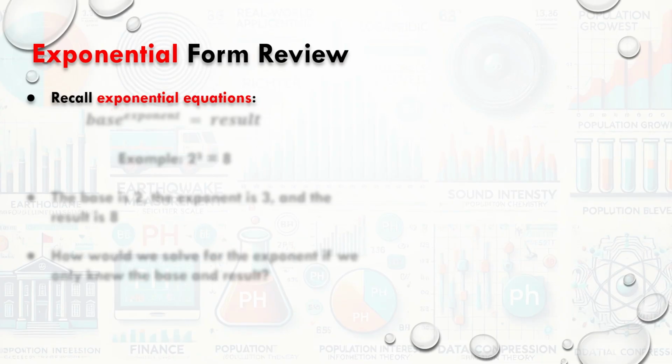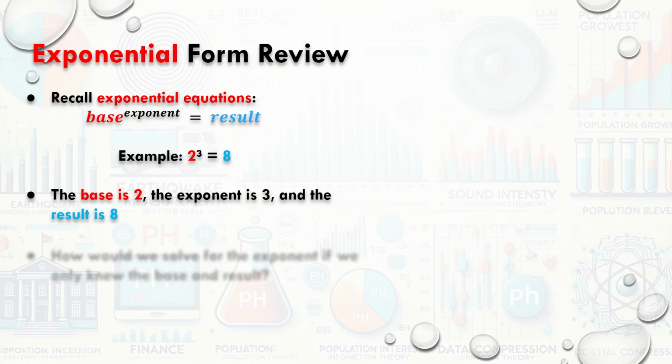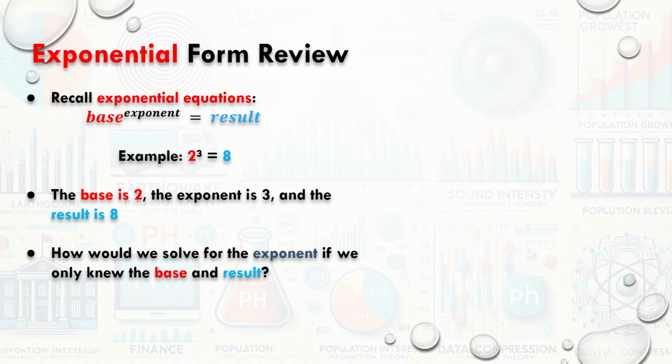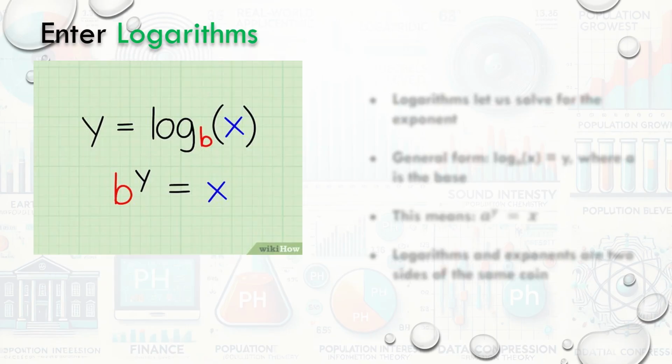Before we move forward, let's look back. Recall that an exponential equation is written as a base to the power of an exponent equals a result. For example, in 2 to the 3 equals 8, there is a base. The base is 2, the exponent is 3, and the result is 8. How would we solve for the exponent if we only knew the base and the result? Think about that, and that's what we will try to keep on doing in this presentation.